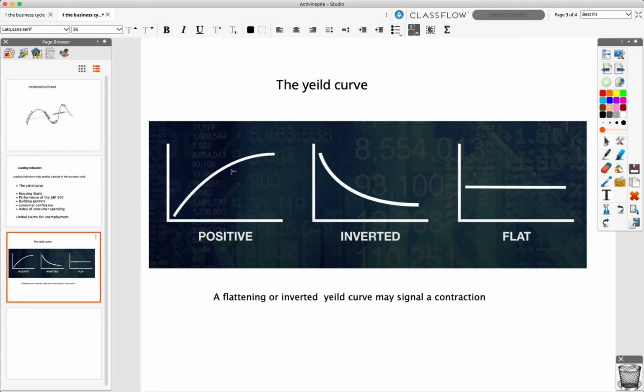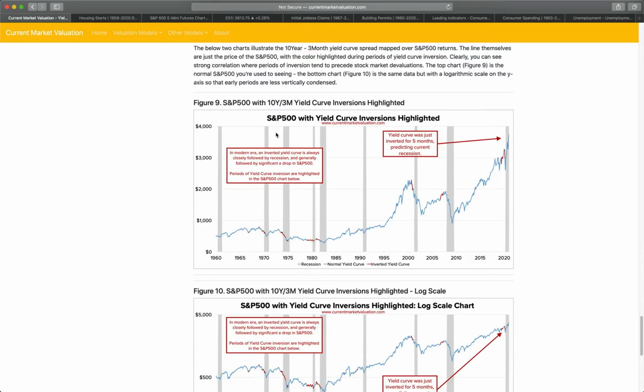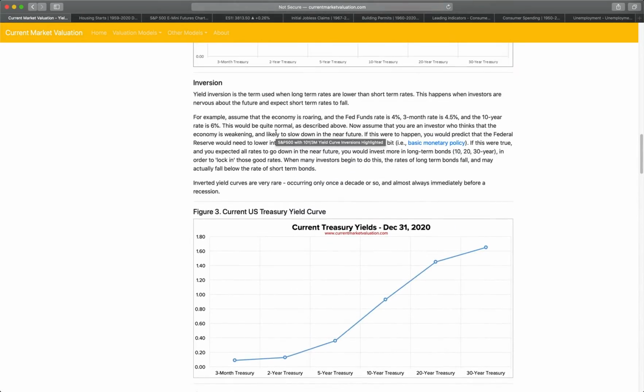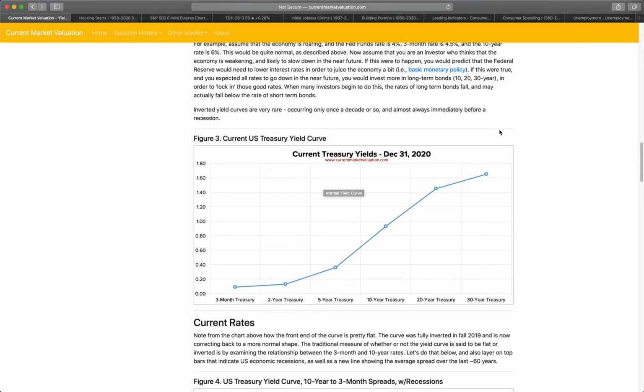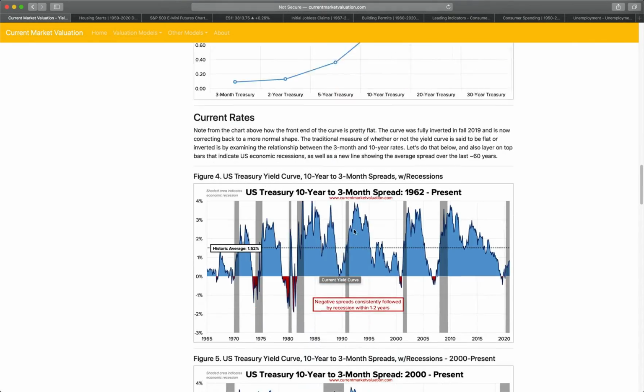And the yield curve consists of three main charts: a positive, inverted, and flat. If the yield curve shows that it is inverted or flat, it signals a contraction. And if we take a look at the historical data, in 2017, the yield curve was basically a positive yield curve. Currently today, it looks very weird, but overall it looks positive.